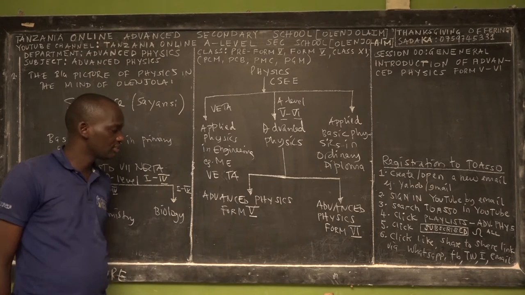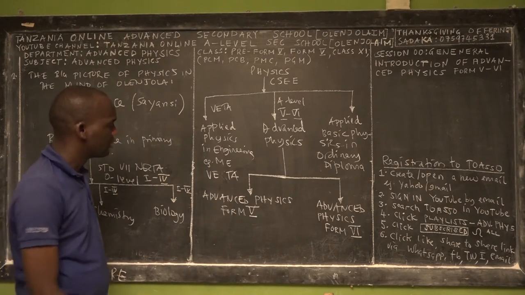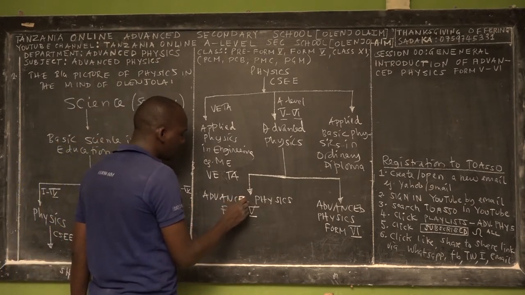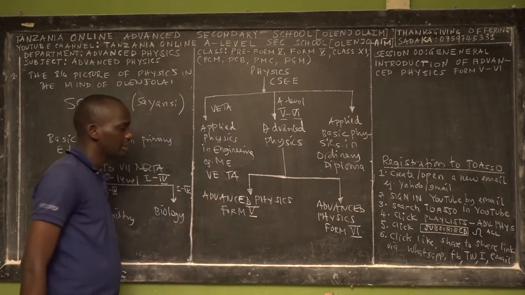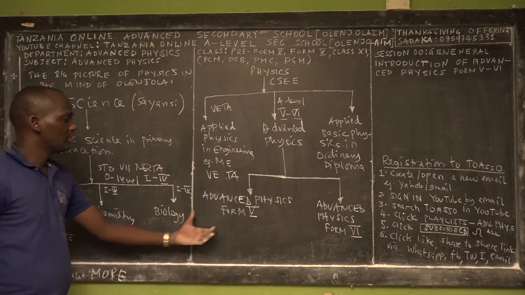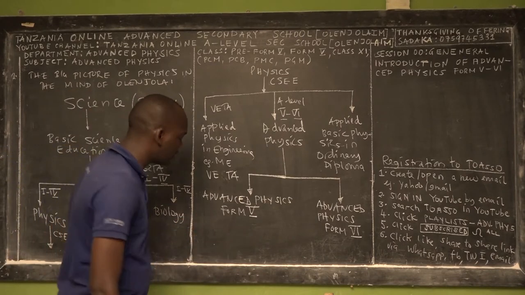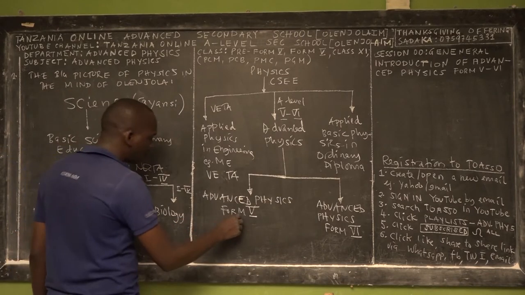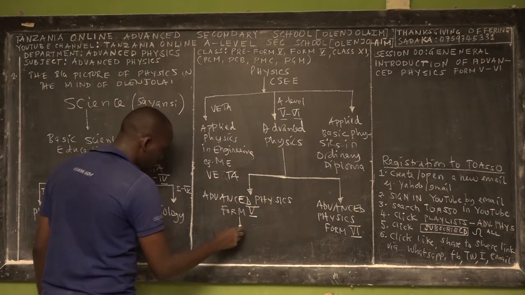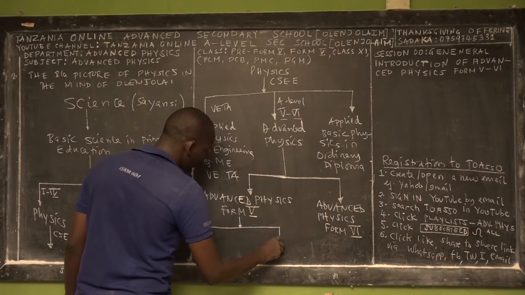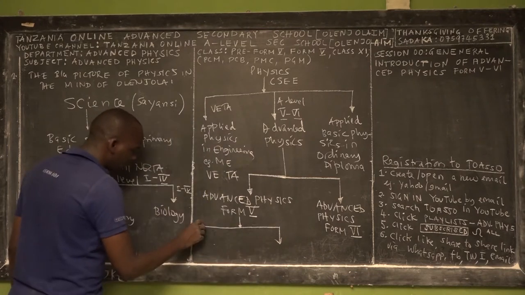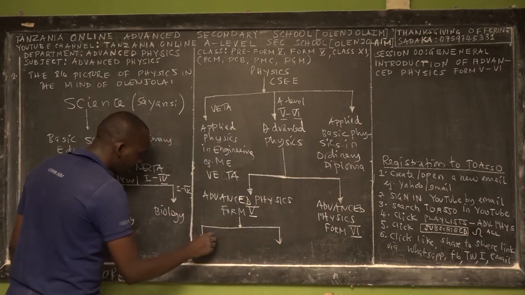So you have advanced physics form 5, or in other countries, you have advanced physics for class 11. So this is the point where we are. The next point now, which is advanced physics for form 5, just to give you the general overview, however I'll mention it later on. So we have basically advanced physics form 5.